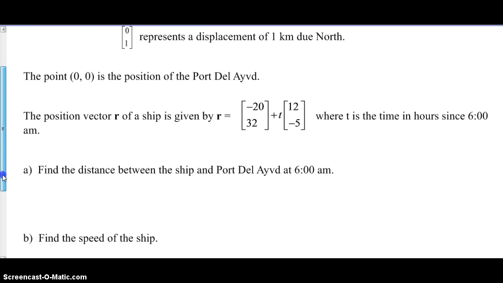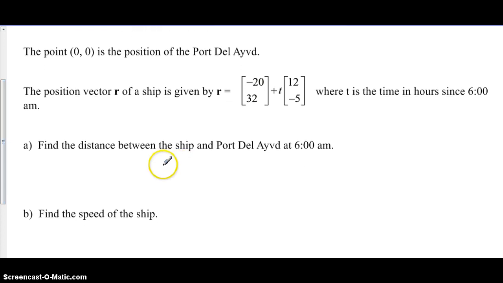Our first question tonight is they want us to find the distance between the ship and the port at 6 a.m. Since they said the time is in hours since 6 a.m., they're really asking you for the initial position. So time would be 0, and we're going to be using our initial position vector to find the distance.